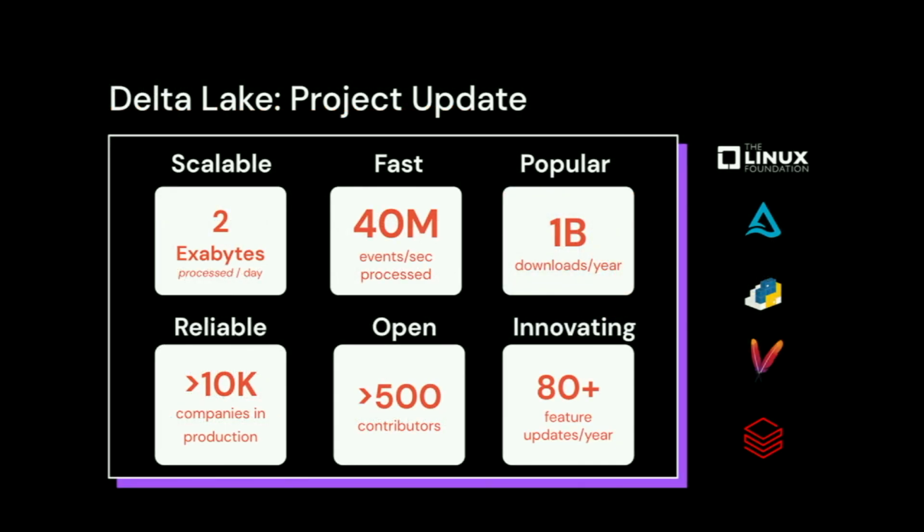Also, a sneak peek into tomorrow's keynote, a quick update on Delta Lake. It's super scalable and fast. We've become the most popular open storage format by downloads. It's being battle tested, and more than 10,000 companies are using Delta Lake in production. Of course, we're super grateful that the Delta Lake community has contributed so much to pushing the product and the ecosystem forward. And we're innovating at very fast speed, 80+ features every year.